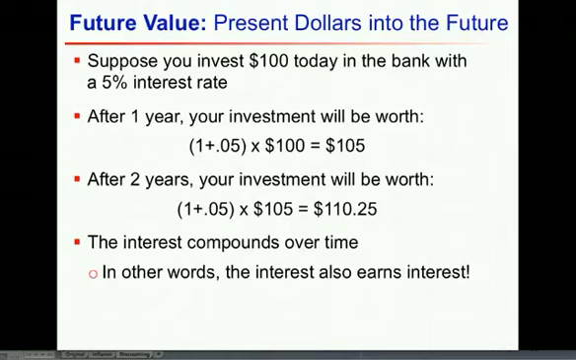Notice that you get $5 that first year, $5.25 the second year, and you'll get even more the third year. So it's not that you get the same amount of interest each year, because you're getting interest on your interest. And that's the idea of compounding. The interest compounds over time, because the interest is also earning interest. And that's how we project from present day dollars into the future.